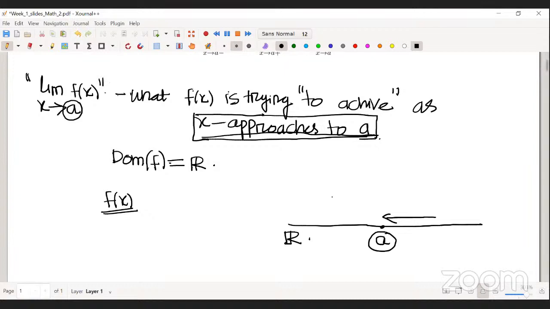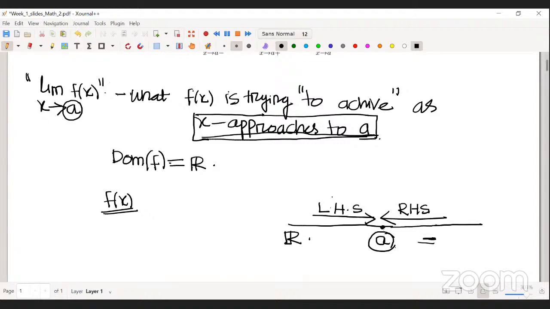So this is my point A. I can reach this point A from this direction, that is, I can come to A from the right hand side of A, and also I can come to A from the left hand side of A. When I'm coming from the right hand side, I'm coming through numbers which are larger than A. All the numbers on the right hand side of A are larger than A. Whenever I'm coming from the left hand side, I'm coming through numbers which are smaller than A.